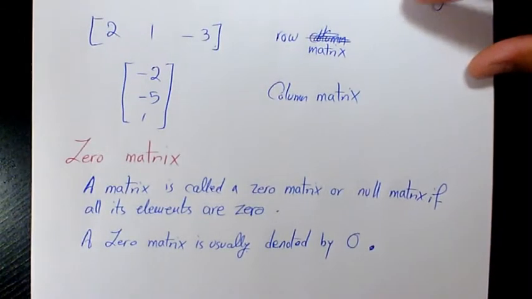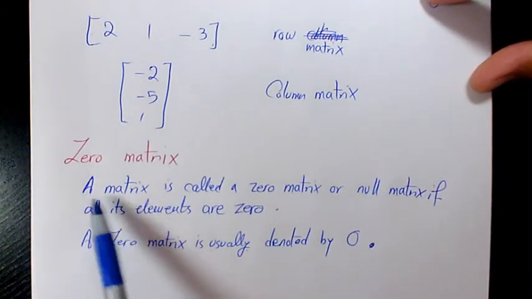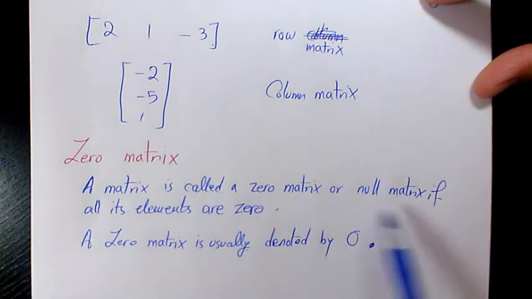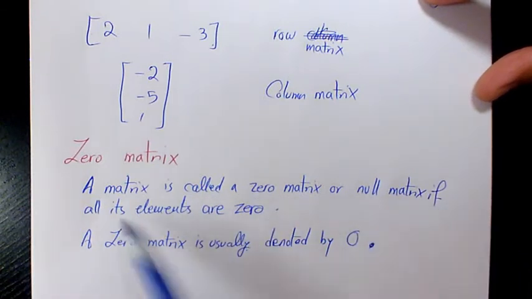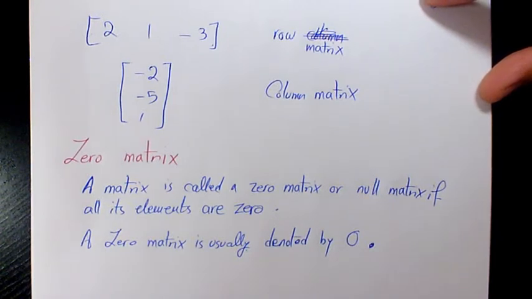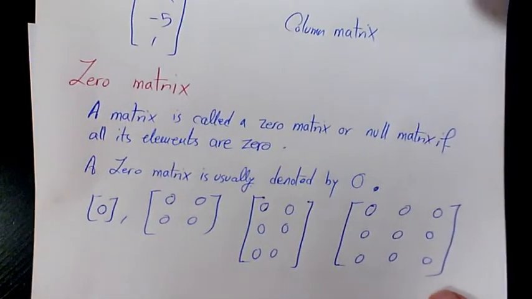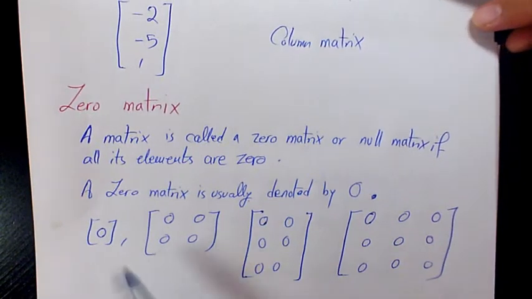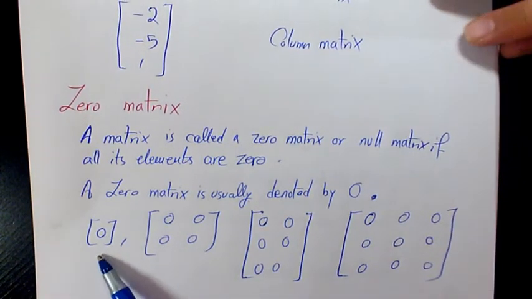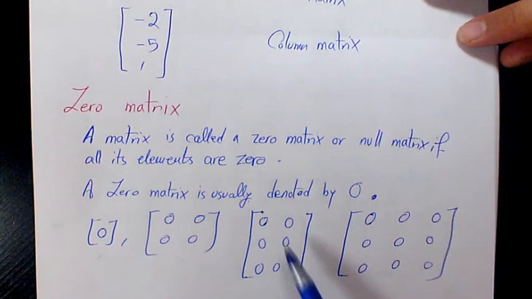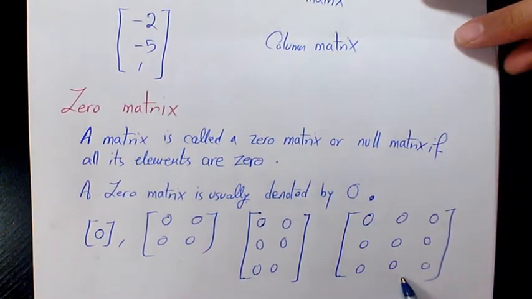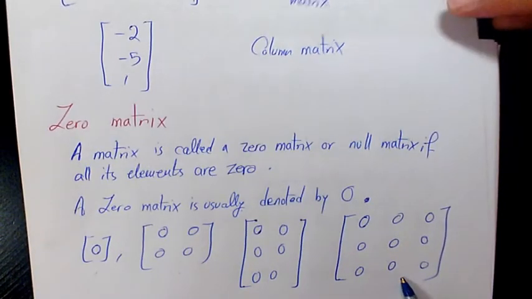Another term is zero matrix. A matrix is called a zero matrix or null matrix if all its elements are 0. And a zero matrix is usually denoted by O. So some examples of zero matrix are here. Basically it can be 1 by 1, 2 by 2, 3 by 2, and 3 by 3. As you see here, all elements of a zero matrix are 0.